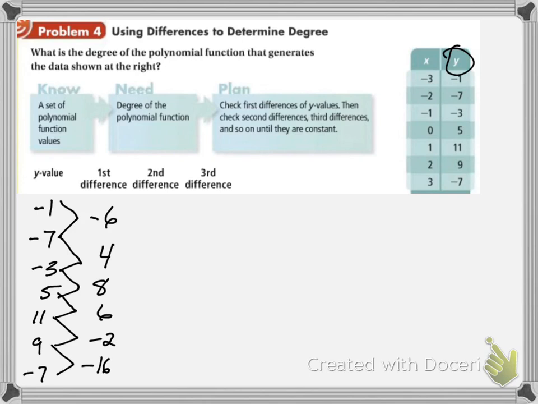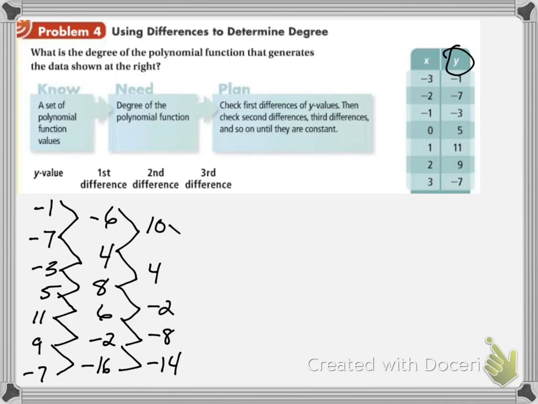Same principle here for the second difference. 4 minus negative 6 is positive 10. 8 minus 4 is 4. 6 minus 8 is negative 2. Now these two, negative 2 minus 6 is negative 8. And now these two, negative 16 minus negative 2 is negative 14. Okay, so now these are not all the same. We're looking for these to be the same. So let's do it again.